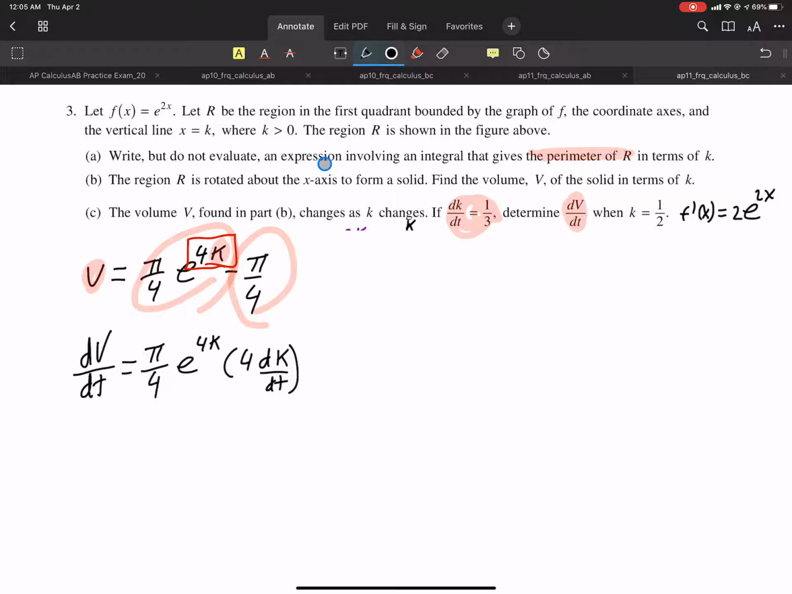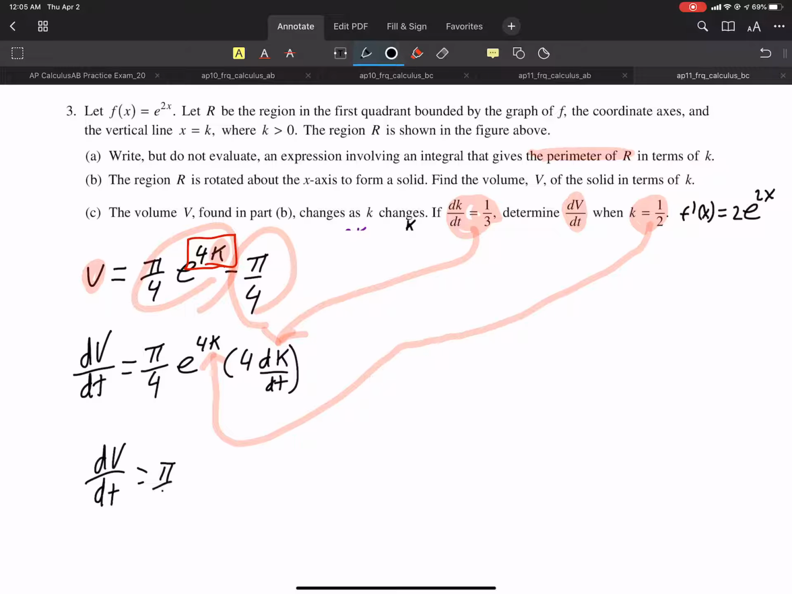Now I plug in my known values. So this goes here. k is 1/2. That's going to go here. So dv dt is pi over 4 e to the 4 times 1/2, which is just 2. I'll do that. Times 4, and dk dt is 1/3. That's it.